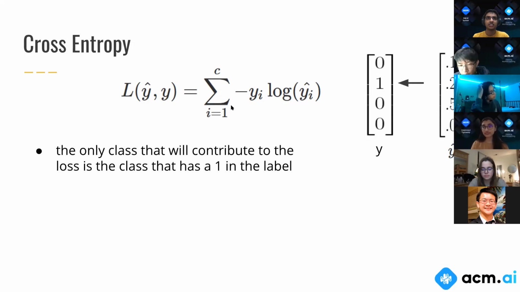So you take the sum over C, in this case C is 4 because we have 4 classes. From i equals 1 to 4 of y sub i, so our first label, times negative, times the log of this. But what's negative of 0? 0. So we're not going to even care about this term. Then we get to this term, so the second term is i equals 2.